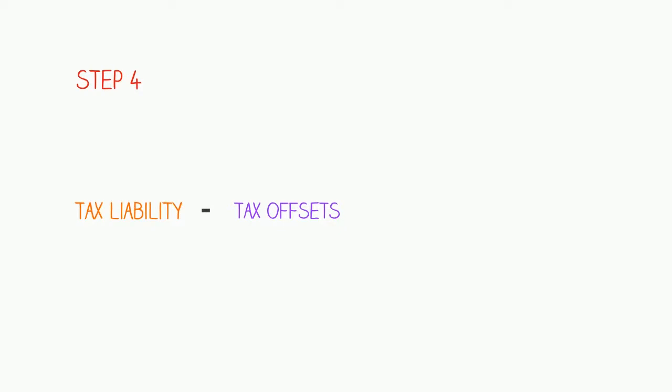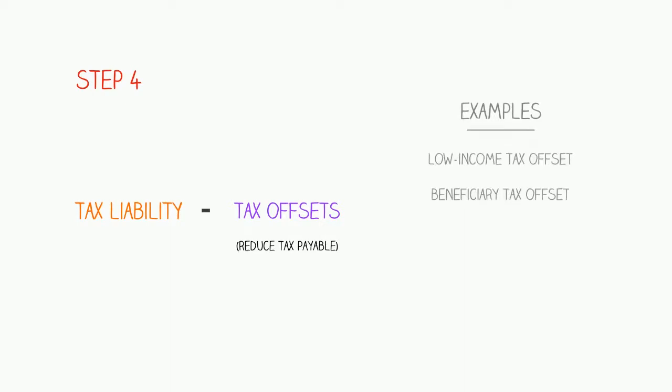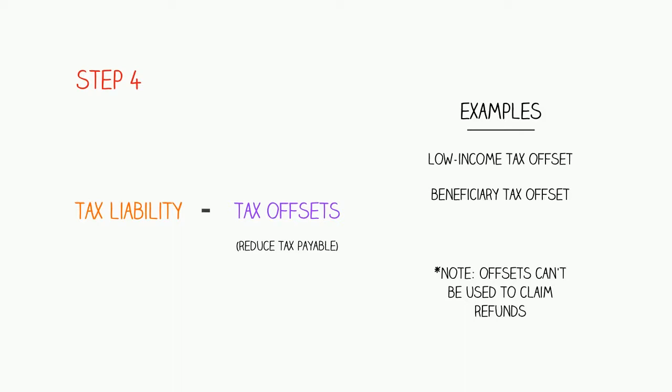Step 4 is to take your calculated tax liability up until now and subtract any tax offsets that may be applicable in the current year. The government creates tax offsets to help reduce the tax payable of individuals meeting a certain criteria. An example might be the low-income tax offset for low-income earners, or the beneficiary tax offset if you receive certain government benefits. You must note, however, that if your tax liability is zero for the year, then you can't claim tax offsets to get a refund.